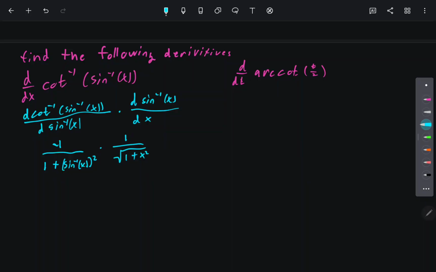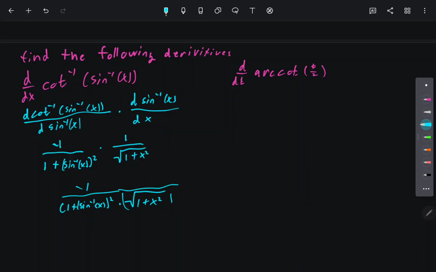So I'm going to leave this almost as is, but we're going to combine these fractions and just say that it is negative 1 over 1 plus sine inverse of x squared, times the square root of 1 plus x squared. And that's our answer. Good luck finding the integral of that, whatever that means.